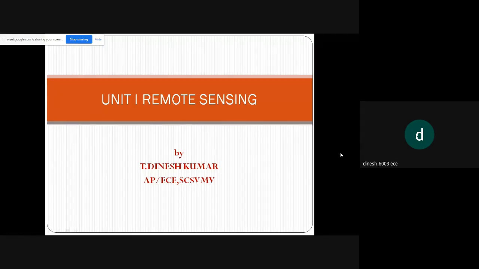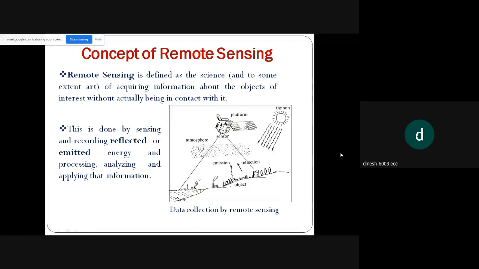So let us go to the concept of remote sensing first. Remote sensing is defined as the science of acquiring information about the objects of interest without actually being in contact with it. This definition is given in every introduction class of every session, so it is the same.